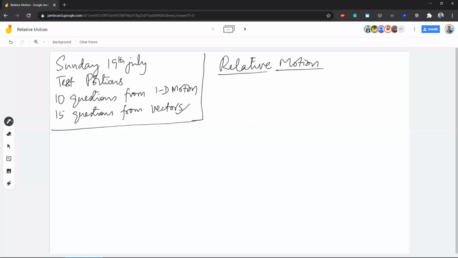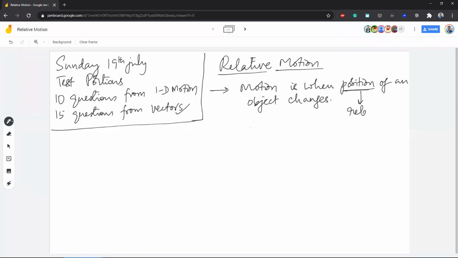When we started learning the chapter kinematics, the first thing that we learned about motion are a couple of things. Motion is when position of an object changes. But then position of an object is not an absolute thing. Position of an object is a relative term.